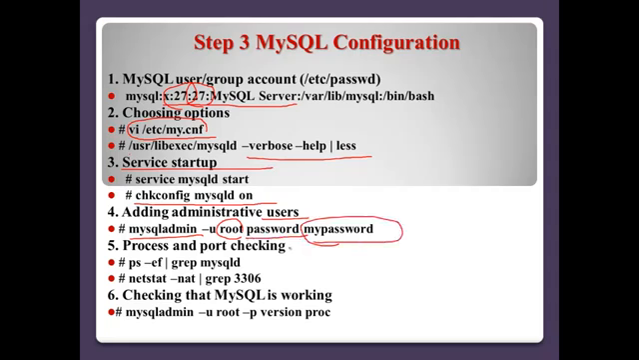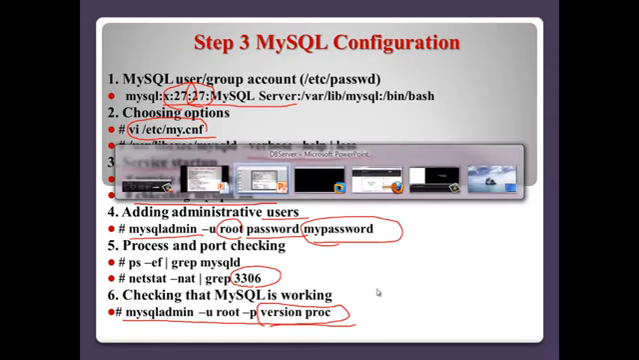Number 5, process and port checking. After that, we need to check the exact process and port number using these commands, ps -ef and netstat -t. The port number will be 3306. Number 6, checking that MySQL is working. We can use this command, mysqladmin -u root -p. Using this, we can check the version number and protocol information.